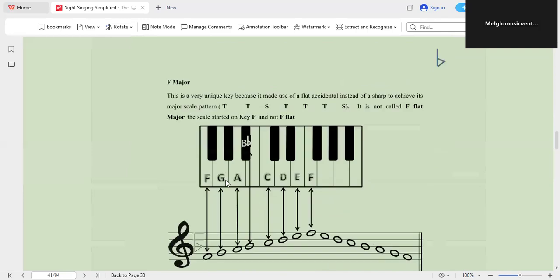So next we have F major. This is a very unique key because it makes use of a flat accidental instead of a sharp to achieve its major scale pattern of tone, tone, semitone, tone, tone, tone, semitone. It is called F major. It is not called F flat major scale because it started on the key of F and not F flat.